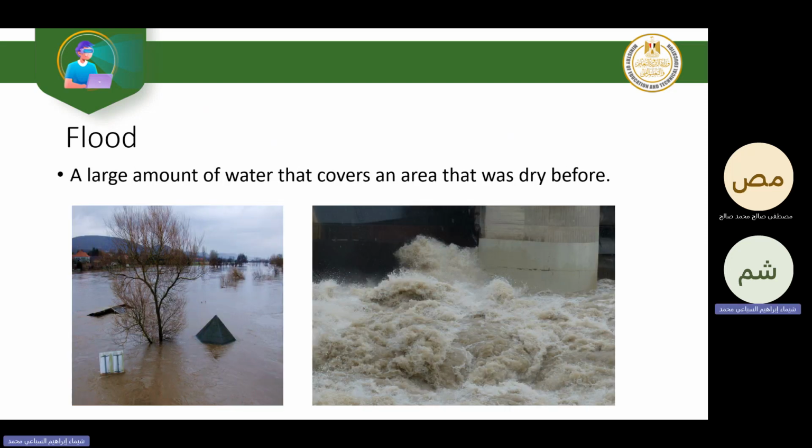And then we have the word flood. Flood is a large amount of water that covers an area that was dry before. So flood means a large amount of water. Can you see the large amount of water in these two pictures? And we can find cars, trees under the water. So this is flood.